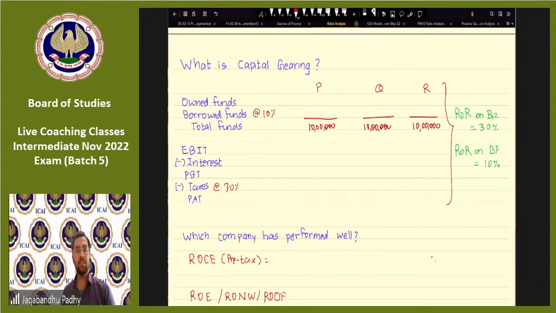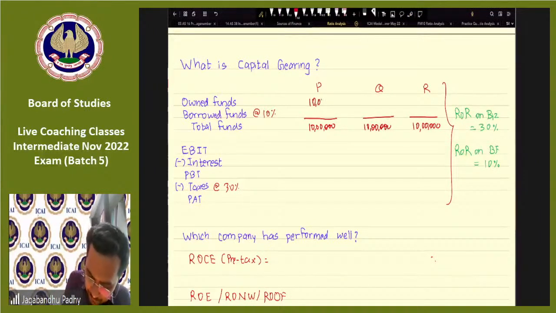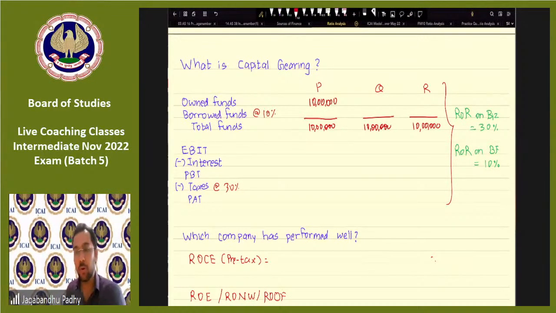However, these three companies differ in their capital structure. The total investment is 10 lakh, but what does this 10 lakh comprise? How much is owned funds and how much is borrowed funds? Let's say the first company is very conservative. The whole 10 lakh is invested through owned funds, and there are no borrowed funds.